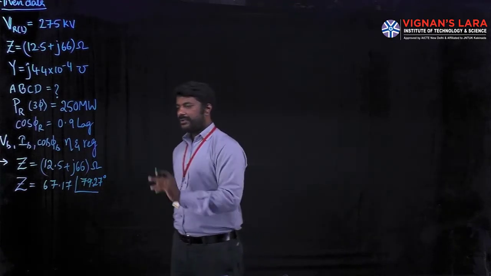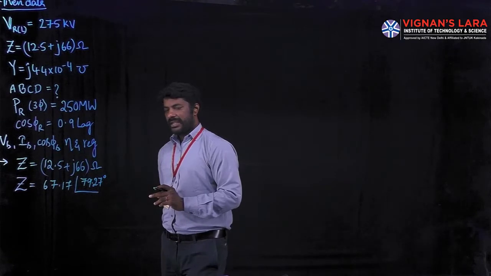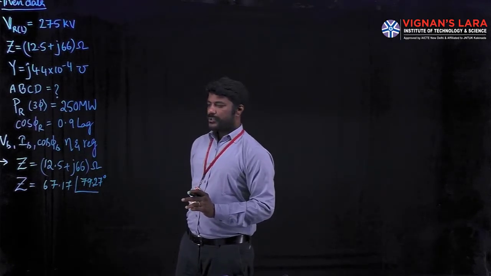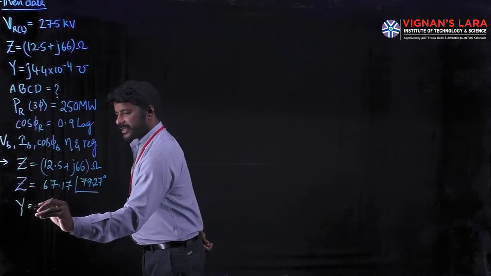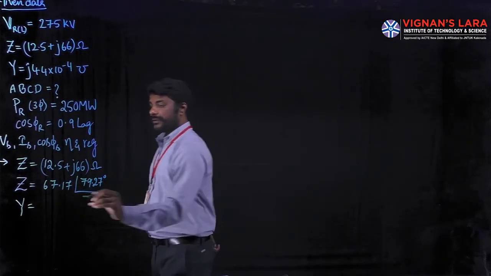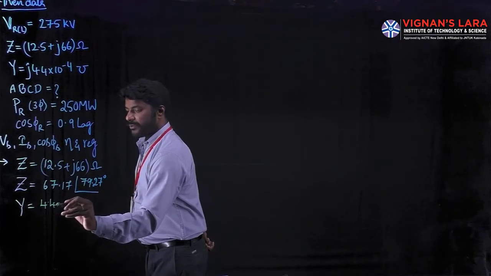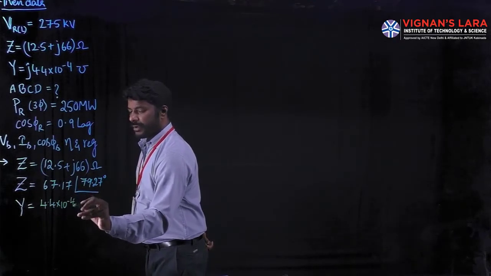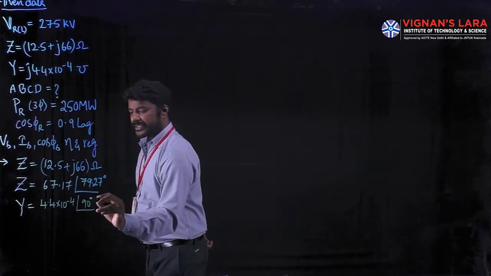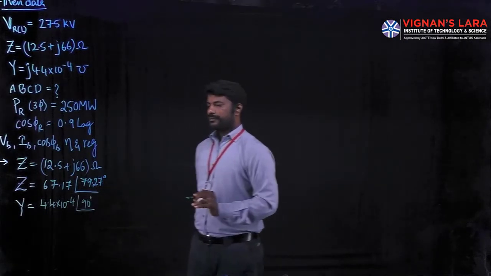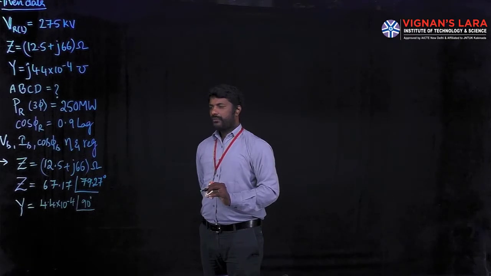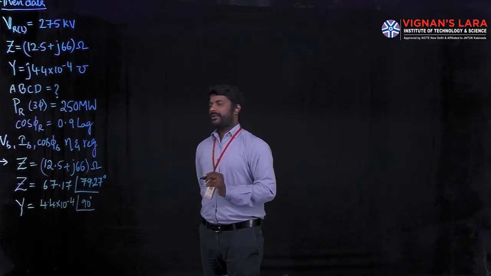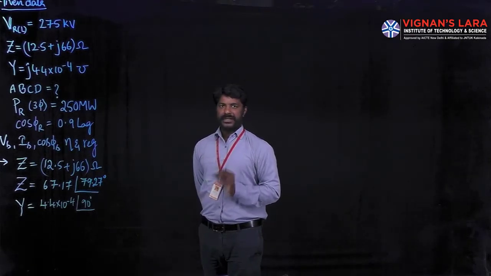So that Z value is 67.17 at an angle 79.27 degrees, whereas capital Y is also there with us, whose value is 4.4 into 10 power minus 4, making an angle of 90 degrees, being G as 0. Once these two values are there with us, we can go for the product of Y and Z. Why go for the product of Y and Z?